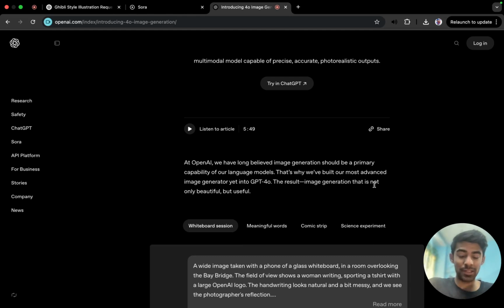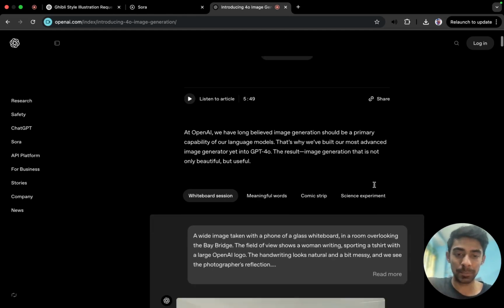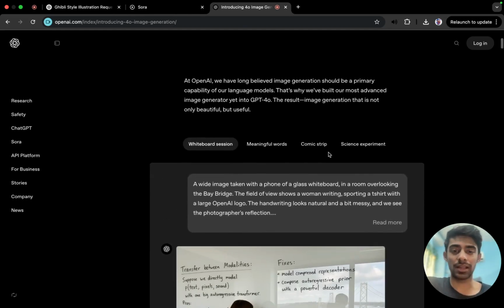So the image generation is literally something no one was expecting to come alongside 4o, but they have, and I think they have already boosted the number of subscriptions happening per day, right? So let's look at what they have seen.